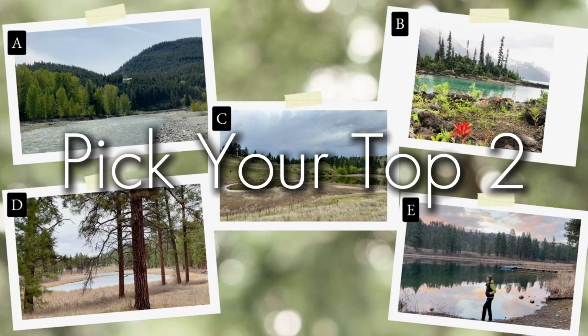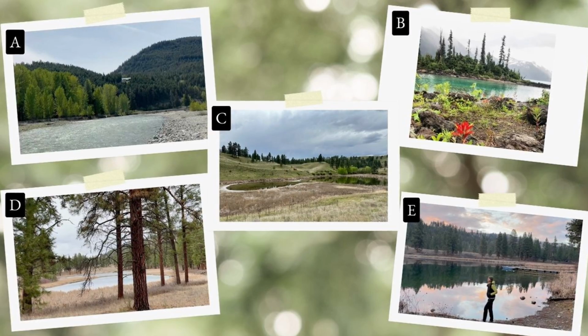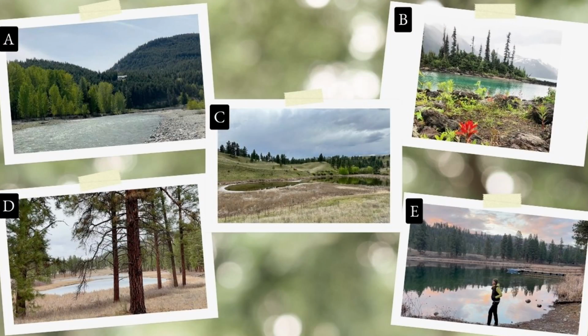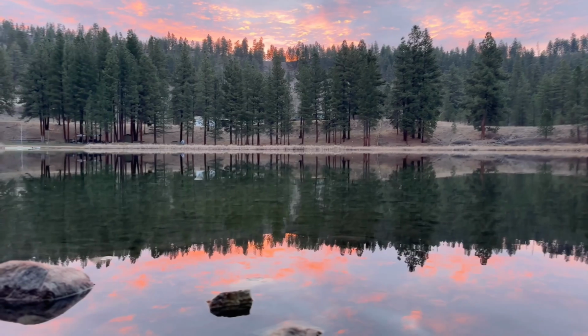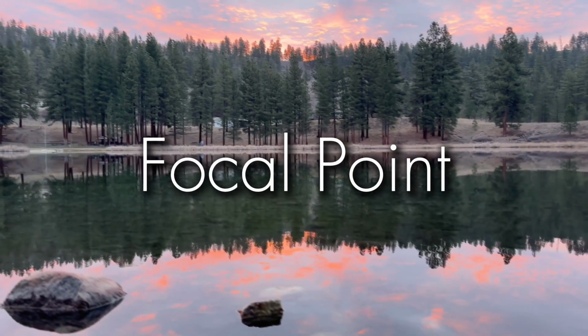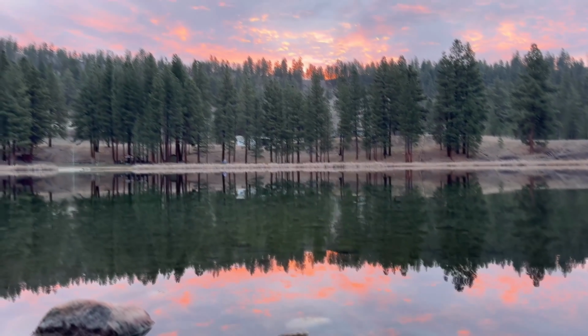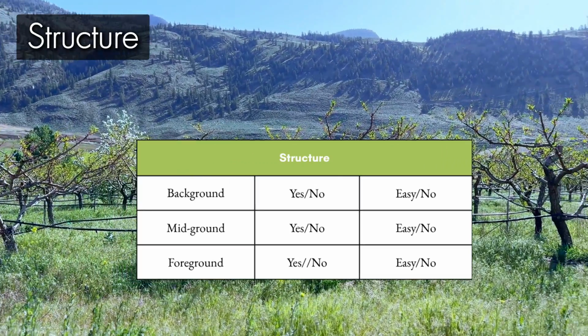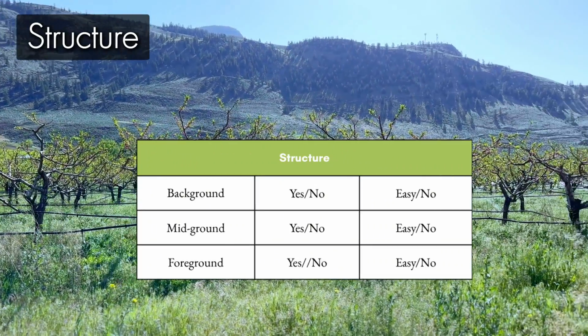Pick the top 2 images that seem like the best compositions to draw with pen and ink. Remember your choices, and now we'll evaluate them based on 3 sets of criteria: structure, focal point, and inspiration, or fun factor. The first criteria in our rating guide has to do with how the composition is naturally structured.